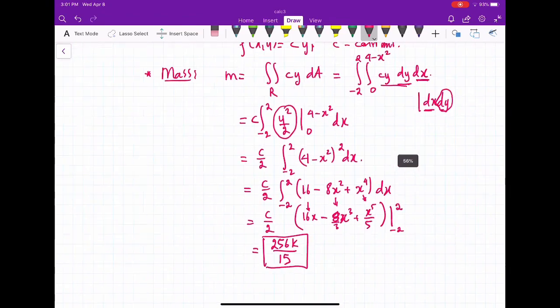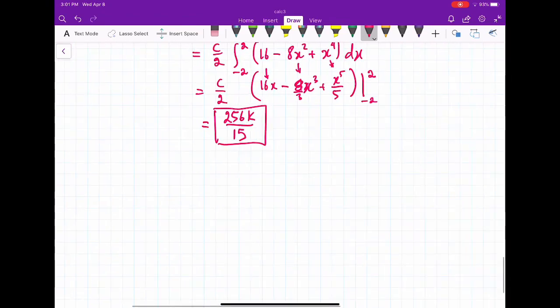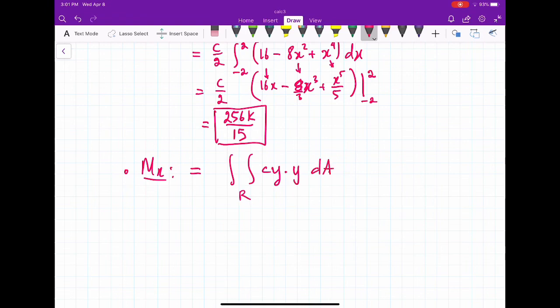The next value is the moment with respect to the x. So the moment of the mass with respect to the x equal to double integral on R of rho, which is c y, times y, okay, dA. If you find the moment with respect to the x, you have to multiply with the y. Don't forget that.